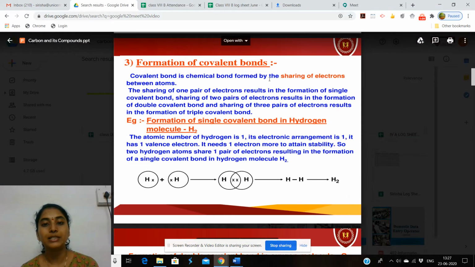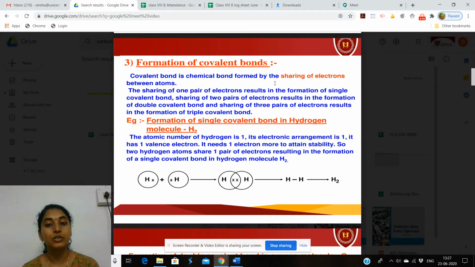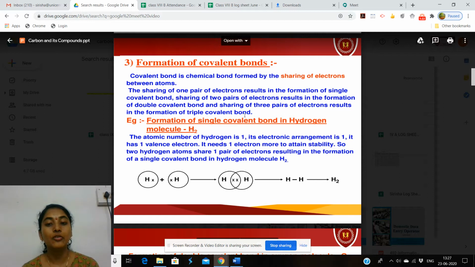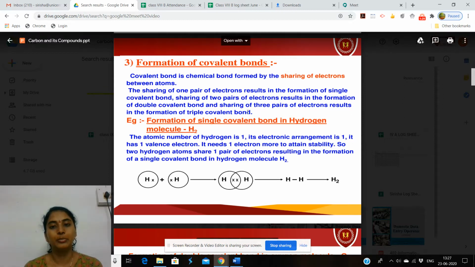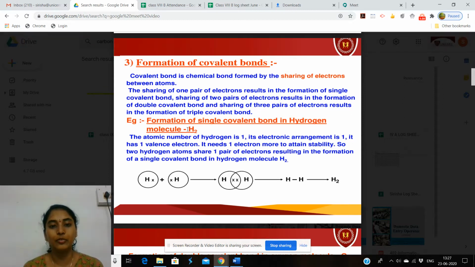Actually, the covalent bond is a chemical bond formed by the sharing of electrons between atoms. The sharing of one pair of electrons results in the formation of a single covalent bond. Sharing of two pairs of electrons results in the formation of a double covalent bond. And sharing of three pairs of electrons results in the formation of a triple covalent bond. Let us see how they are formed.